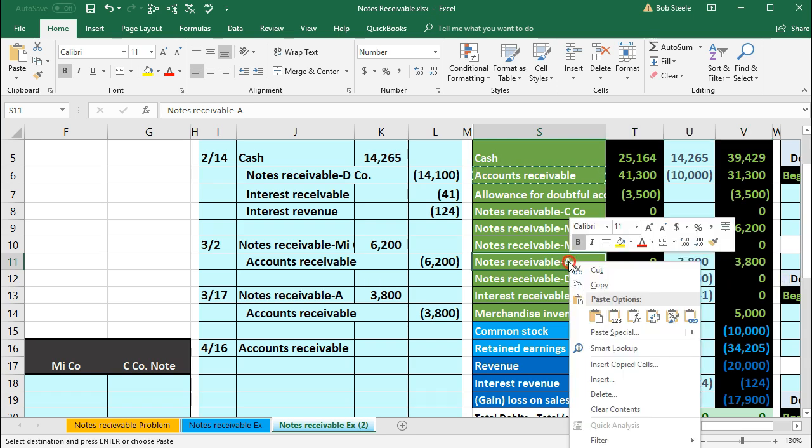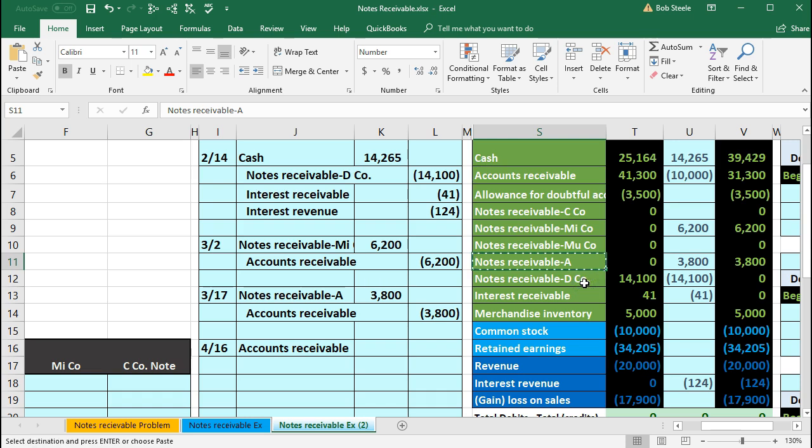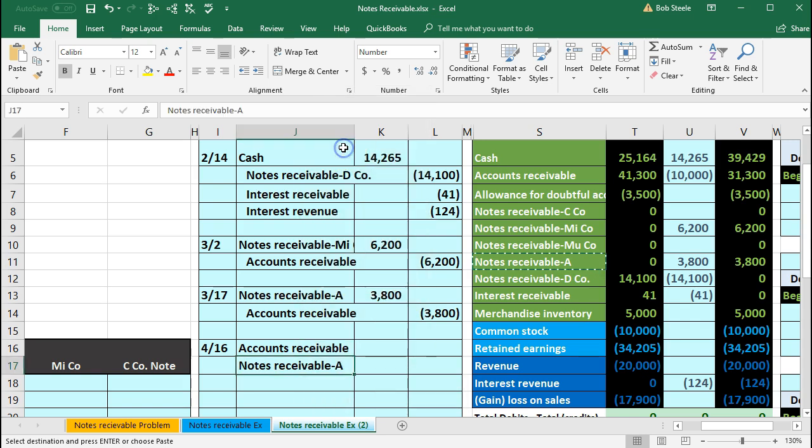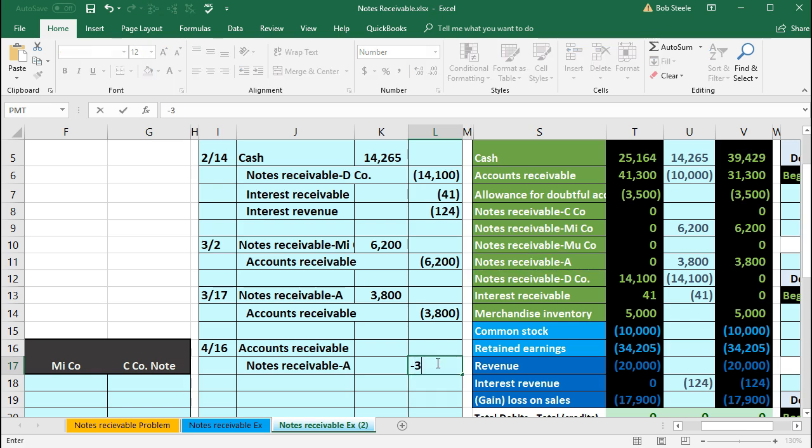So I'm going to right click on that, copy that. It's got to go down with a credit. So we're going to put that underneath in J17, right click and paste. 1, 2, 3. I'm going to indent that, home tab, alignment, increase the indenting, put that in the credit column in L17 with the amount of negative 3,800.